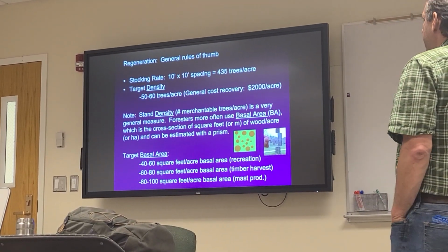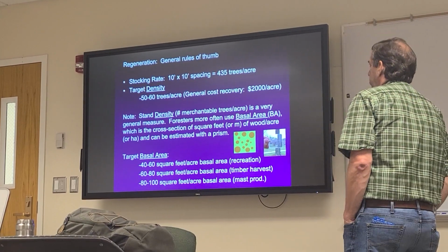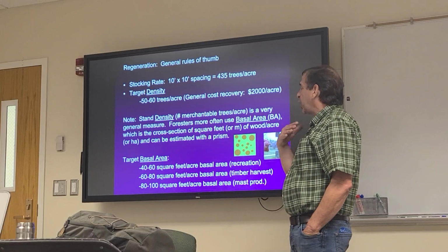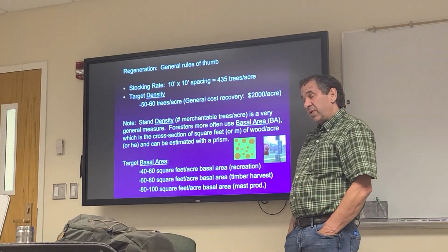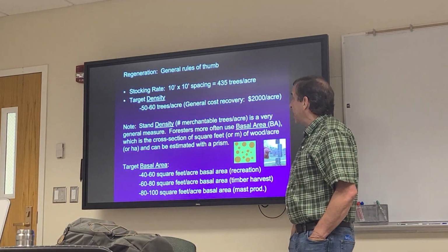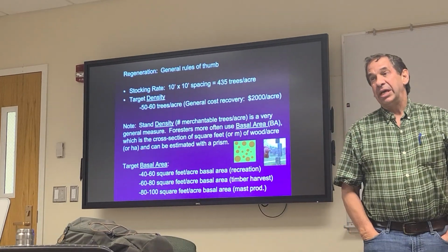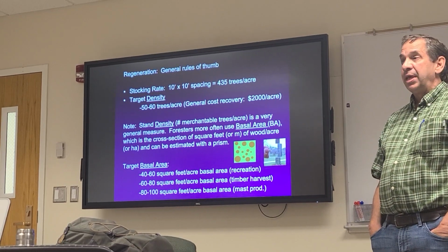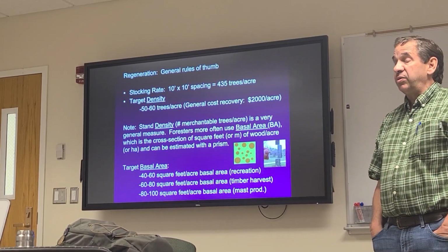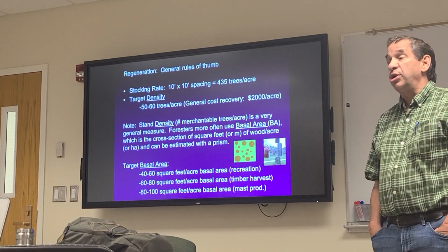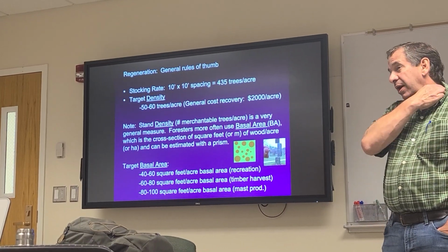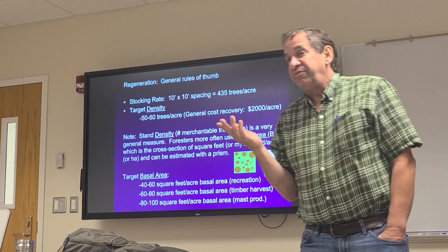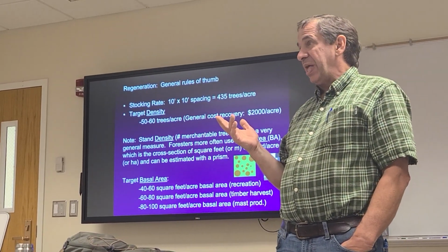I am too. Okay. So when we regenerate, there are some general rules of thumb. Often, when we're replanting stands, a common stocking rate, not always, but often, is something like a 10-foot by 10-foot spacing. And that comes out to 435 trees per acre, okay? Now, we usually do that with an understanding that a bunch of these trees are not going to survive, okay? So you know, it's not uncommon to have 50% mortality in some of these plantings.